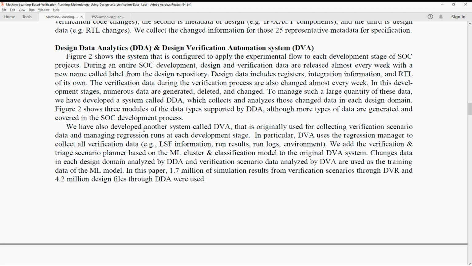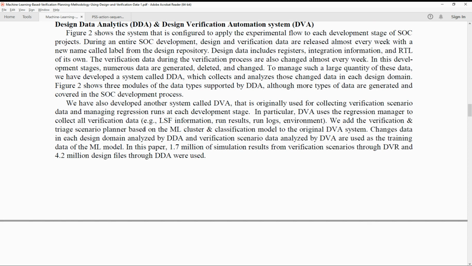We also have developed another system called DVA that is originally used for collecting verification scenario data and managing the regression runs at each development stage. In particular, DVA uses the regression manager to collect all verification data, for example, LSF information, run results, and run logs. We added the verification strategy scenario planner based on the ML cluster and classification model to the original DVA system. The changed data in each design domain analyzed by DDA, and the verification scenario data analyzed by DVA, are used as the training data of the ML model.